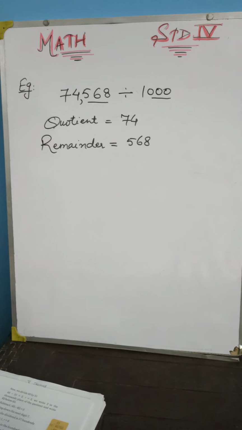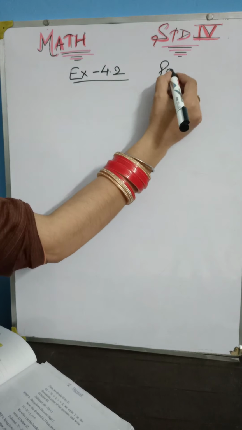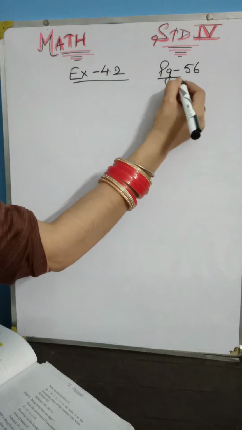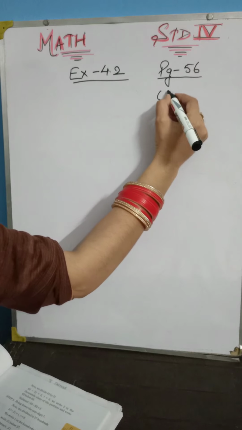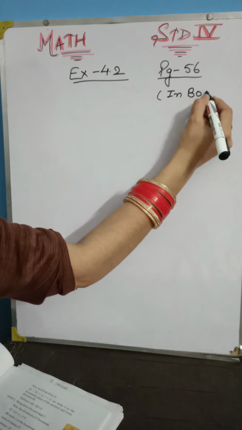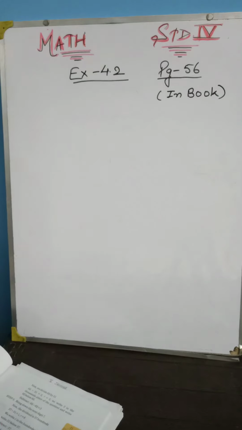Understood? So let's move to our exercise 4.2, that is on page number 56. This exercise is on page number 56. No need to do this exercise in your classwork copy. This exercise will be done in the book only. So I will write here in book. Space is already given, so you will write your answers in that space. Because we will not do actual division, proper division, so that small space is enough for us.